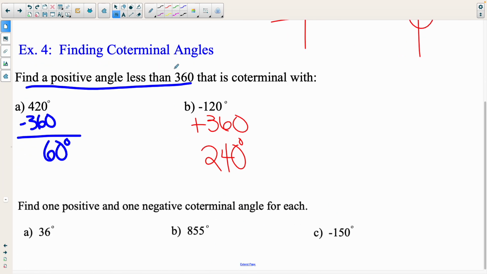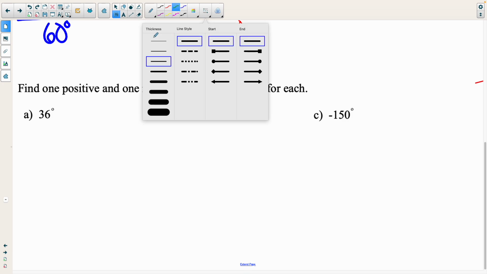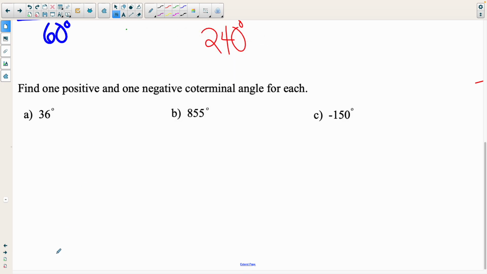All right, different constraints. Now, this next example wants me to find one positive and one negative for each. Okay, so there's two things we have to find, but we can have all different answers depending on how many rotations we added or subtracted. So in this type of problem, if you had something different than what somebody next to you calculated, you could still be right. It's just depending on how many they added or subtracted. So I'm finding one positive angle to 36, right? And I know I have to add 360 to it, right? That will give me my positive coterminal.